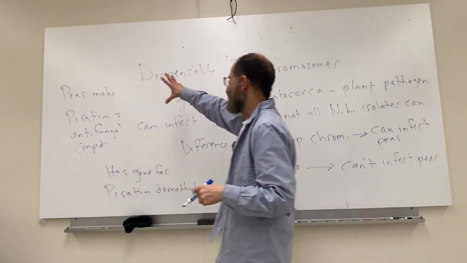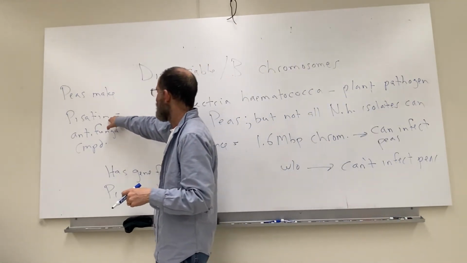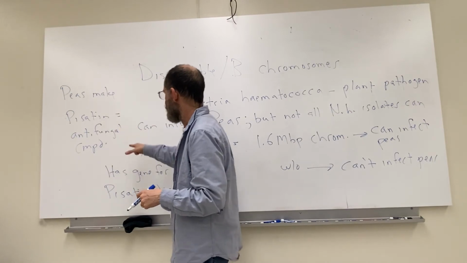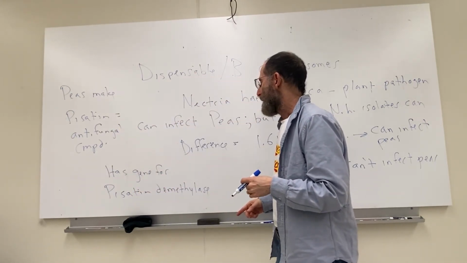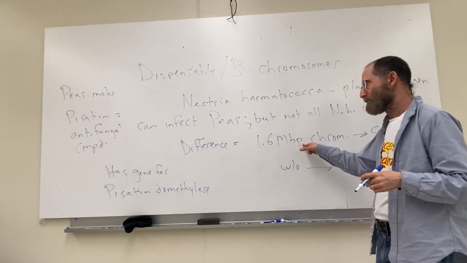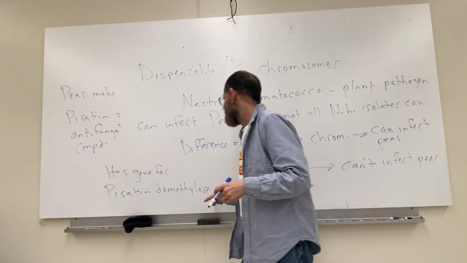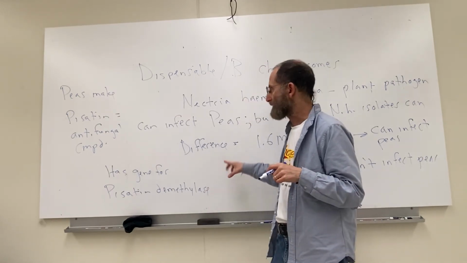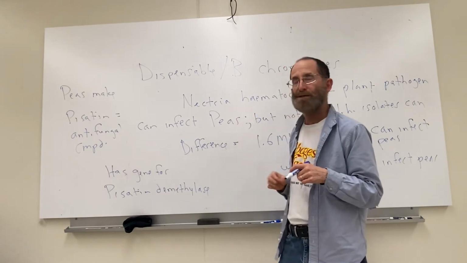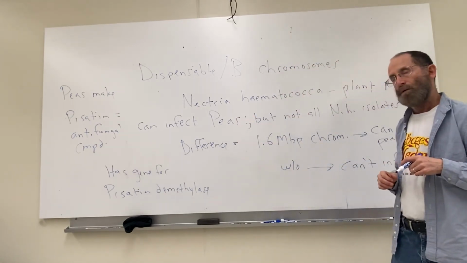So if you're a pea plant, you don't want to be infected by fungi. You make pisatin, which interferes with fungal growth and development, probably kills the fungus. But if you have this particular chromosome, you have a gene for an enzyme that detoxifies pisatin, and you're able to then infect pea plants. Okay? Questions so far?